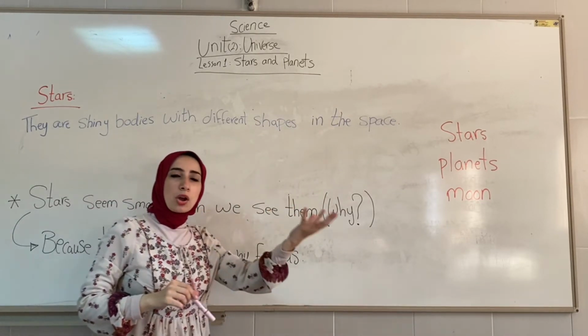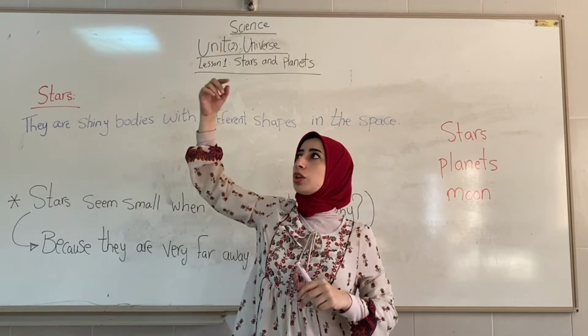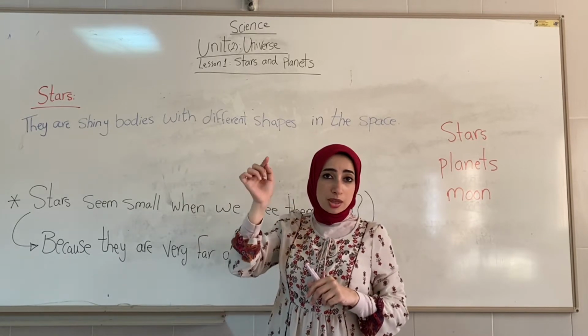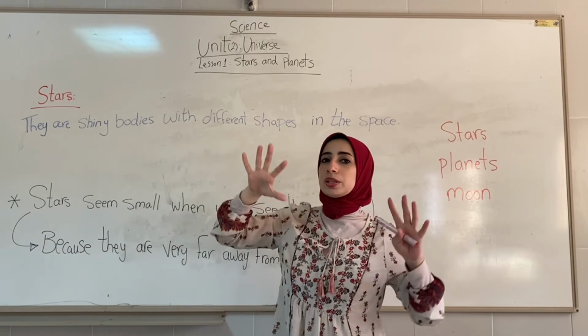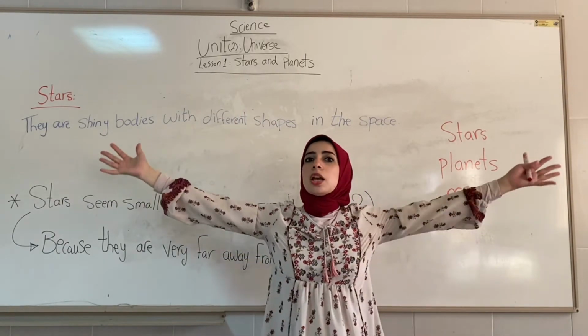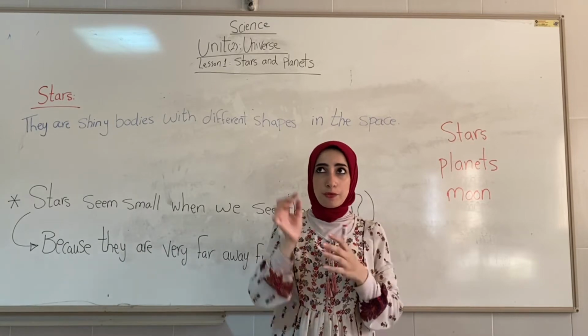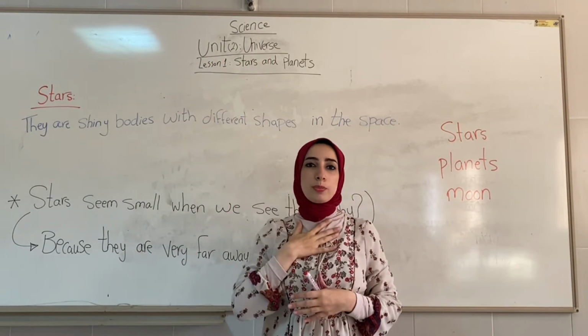Like the helicopter or the plane. If you look at them in the sky, you can find them like the size of a toy. They seem to me that their size is small, but in real life the plane is too big. So why do I see the plane very small in the sky? Because it is very far away from me.